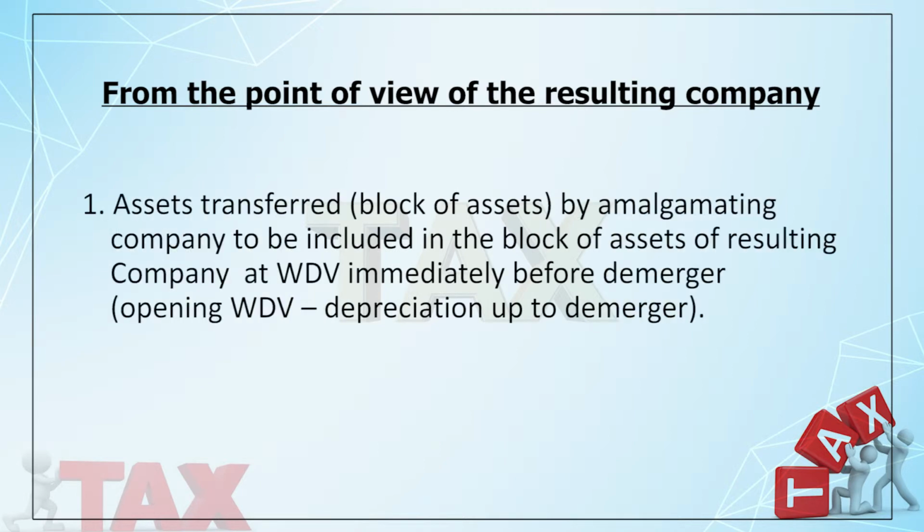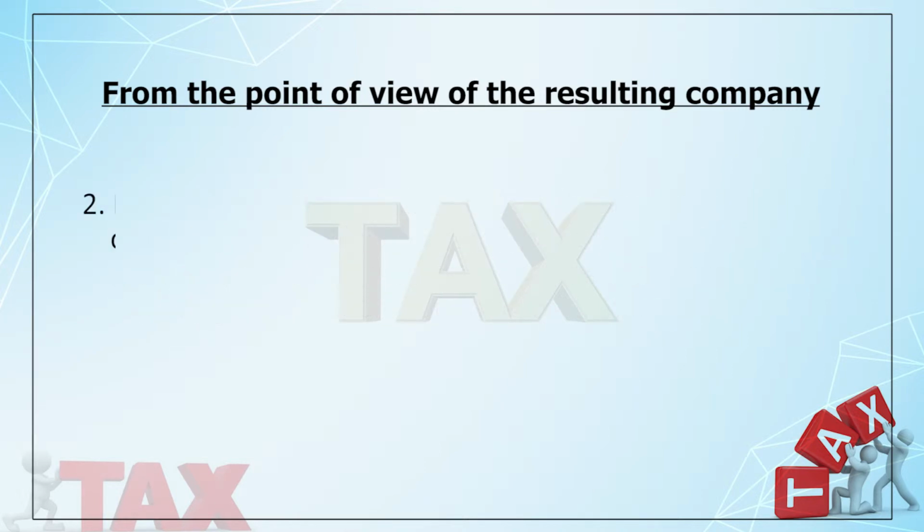Now we will go to the tax implications from the point of view of the resulting company. Number 1, the resulting company will get the assets and must include them in their block of assets. At what value? The value will be the opening WDV minus the depreciation already enjoyed by the demerged company. And you can also get the proportionate depreciation.